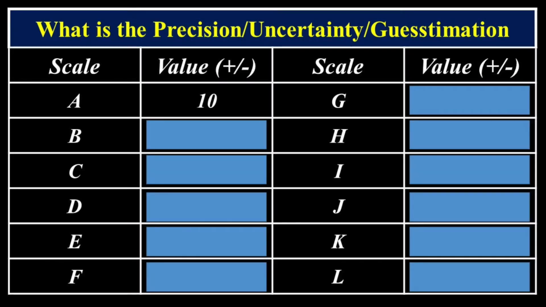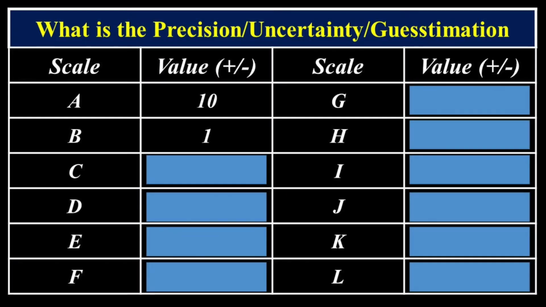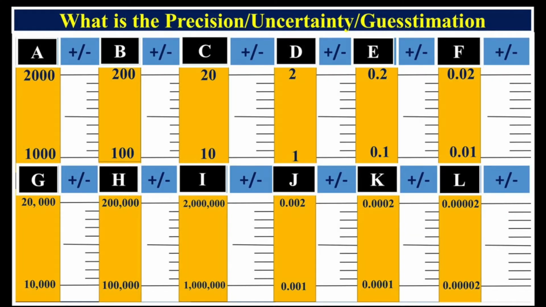So there's the scale. For A, the estimated place value is tens. And then B would be ones, and there it is. So I'll let this run, see if you can figure them out.